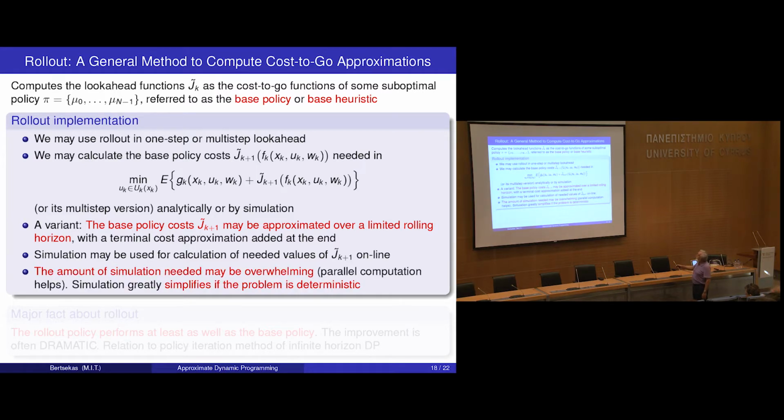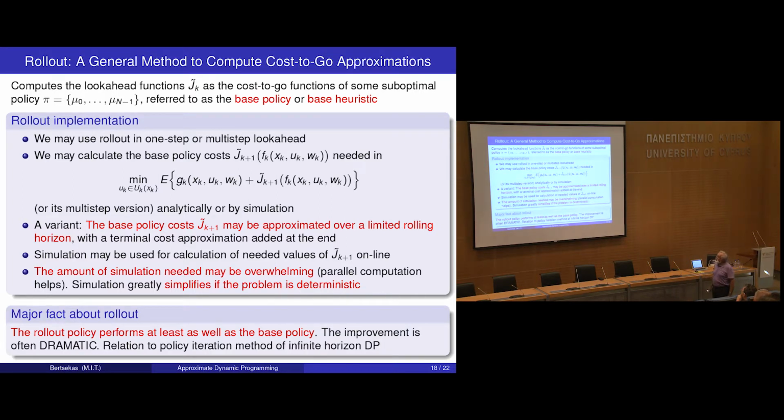Simulation is used very often for the needed values of J tilde. And as you can tell from what I discussed, the amount of simulation may be very, very large, may be overwhelming. However, parallel computation helps because all the simulation can be done in parallel. And there is a special case where the simulation cost is not as large, which is the case of a deterministic problem. If you have a deterministic problem, there's only one trajectory to simulate forward. So that simplifies the calculations a lot. And rollout has proved to be very useful in deterministic problems of a combinatorial character. It has been used for combinatorial problems as a legitimate suboptimal control method.